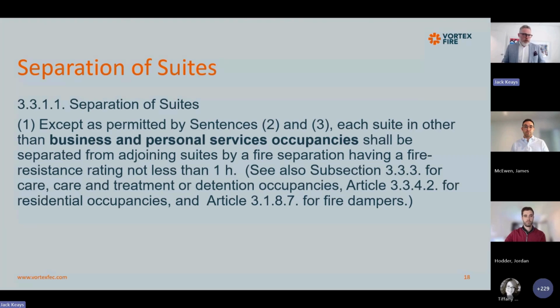In addition, this actually is not contingent on sprinklering. It is just not required. It's other things in the building code, like rating of public corridors and corridors used by the public, is contingent on if the building is sprinklered and travel distance. This one is not. It is straight out not required for business and personal service.